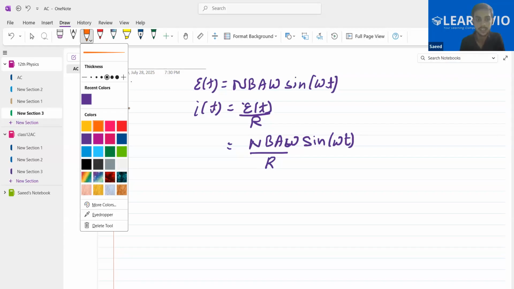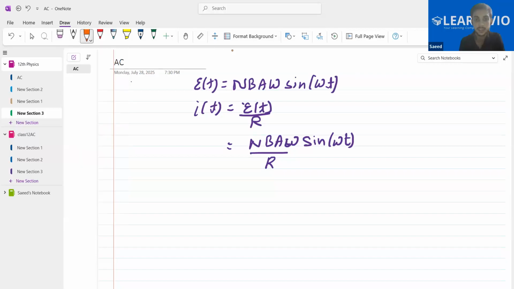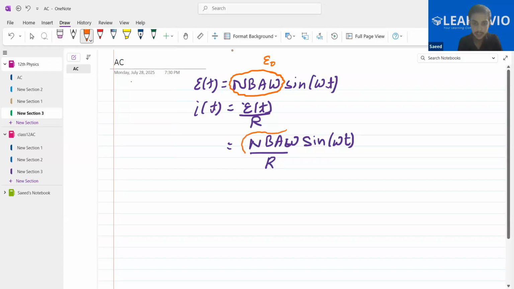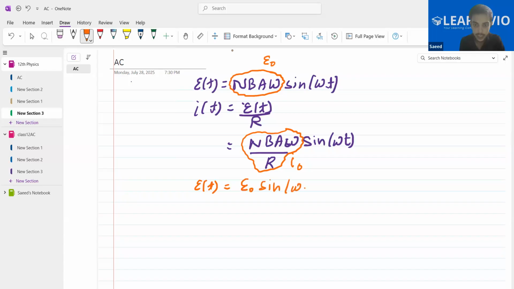Let's come back to the topic. I'm not going to write this big expression again and again. I'm going to replace this with E naught, which is a constant, and this term I'm going to replace with I naught. From now on, whenever I write E of t, I'll simply write E naught sine of omega t, and I of t I'll write as I naught sine of omega t. Do you understand this? Is this okay?